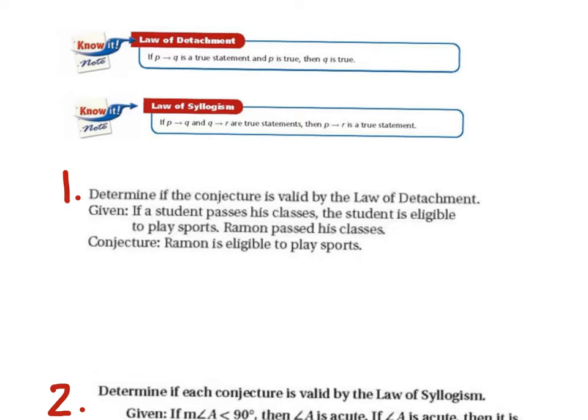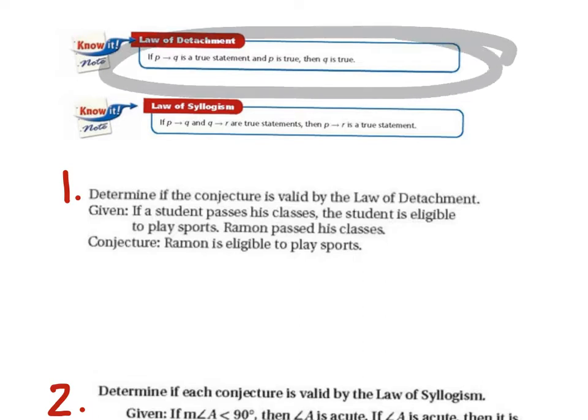Remember, the law of detachment is if P then Q is true and P is true, then we can conclude that Q is true. So it's given that if a student passes classes, this is our P, the student is eligible to play sports. This is our Q. So Raymond passes his classes, confirming that P is true.